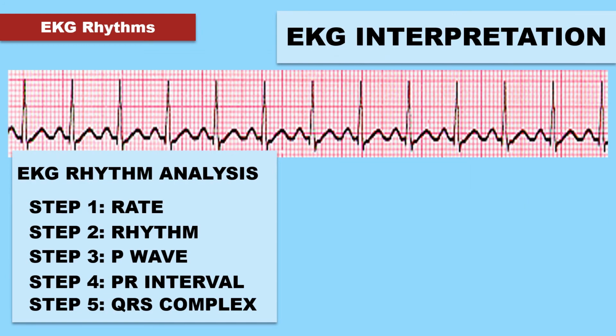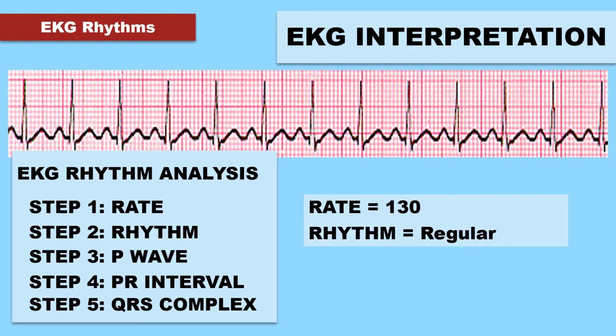Okay, here's our final rhythm for this section. Let's work our way through the steps. If we look at the rhythm, we start with the rate. If you count the QRSs in this 6-second rhythm strip, you'll see that there are 13 QRSs. Multiply 13 by 10, and that gives us a heart rate of 130 beats per minute. If we look at the regularity, the R to Rs are equal distance, meaning the rhythm is regular.